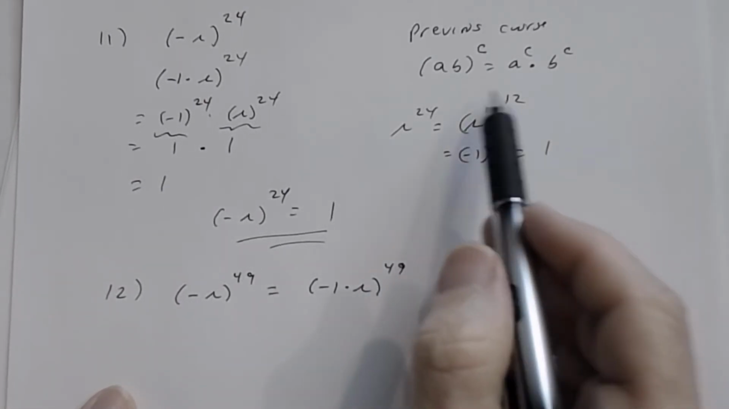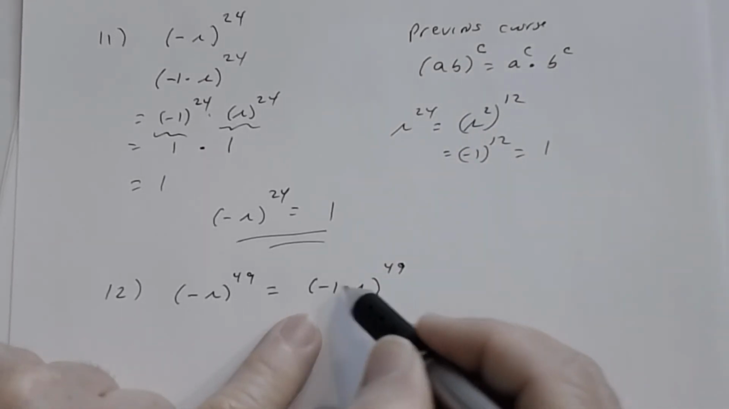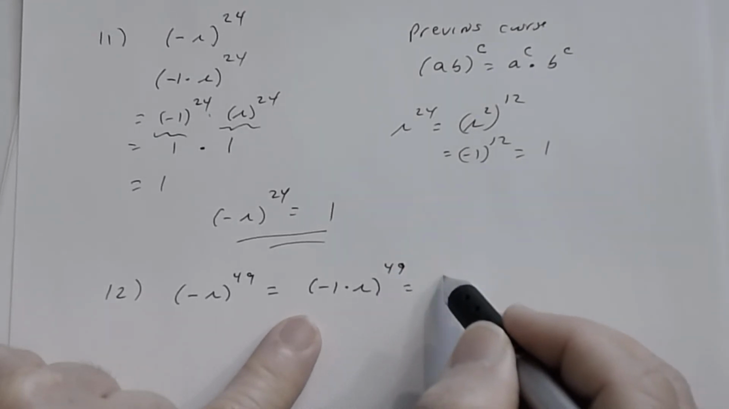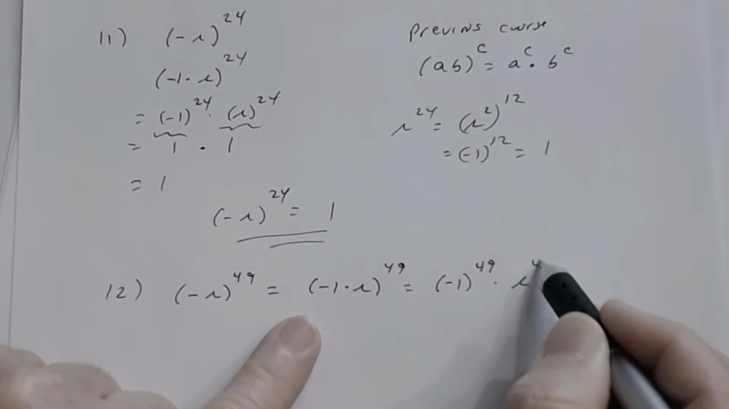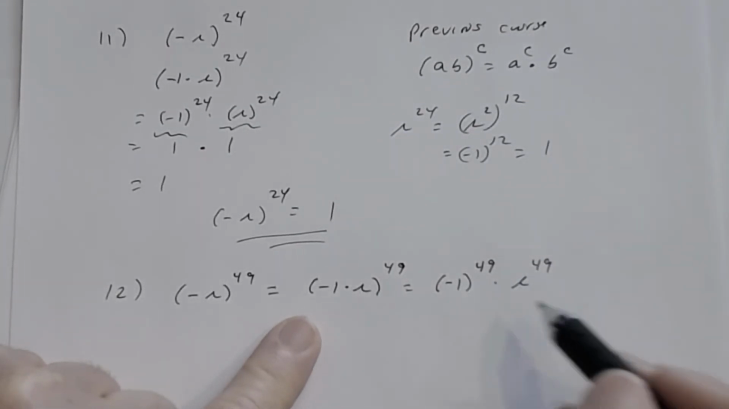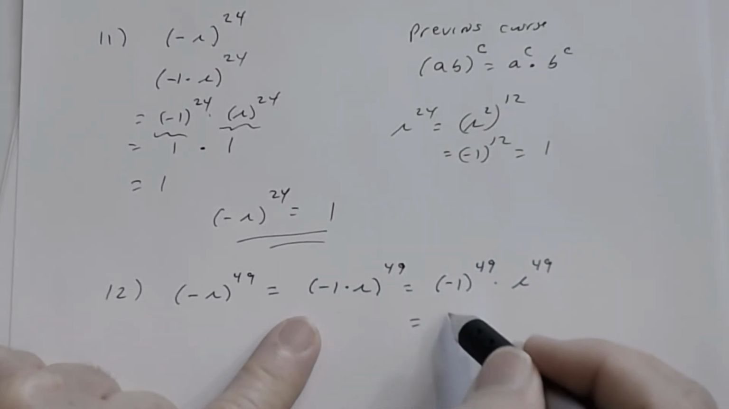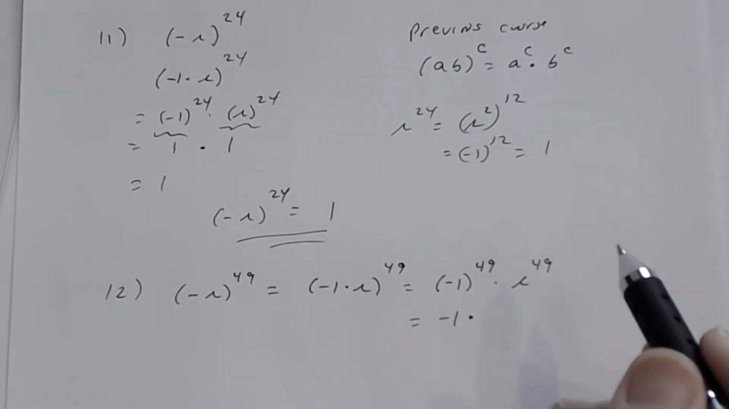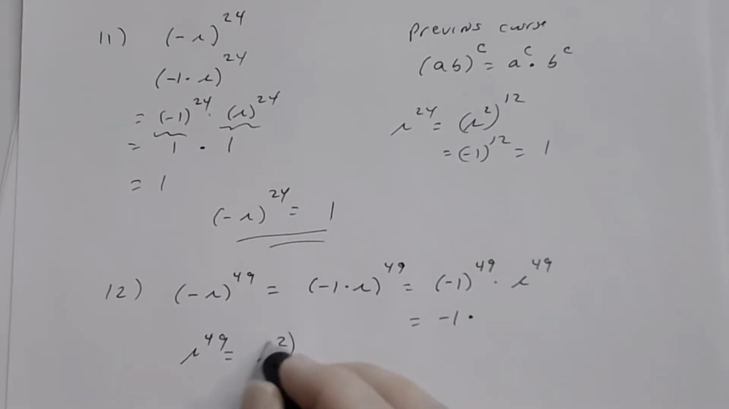And I also know that I can use this property from a previous course. Each of these factors I'm going to raise to that exponent. So that becomes negative 1 raised to the 49th power times i to the 49th power. This part here, negative 1 raised to an odd power, I know is negative 1. Then all I have to do now is figure out what i to the 49th power is. So let's go ahead and do that. I to the 49th, we're going to simplify. So that'll be i squared.